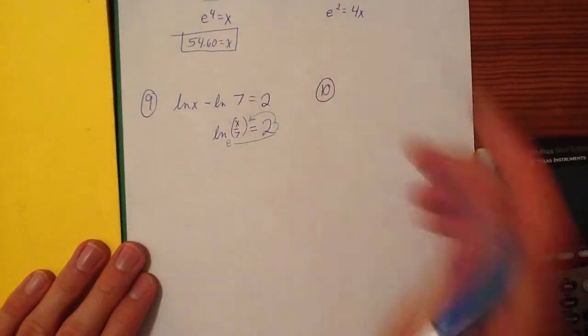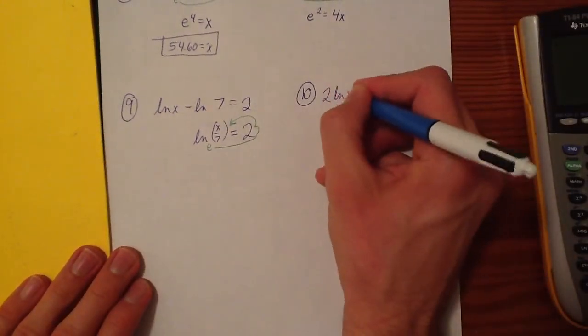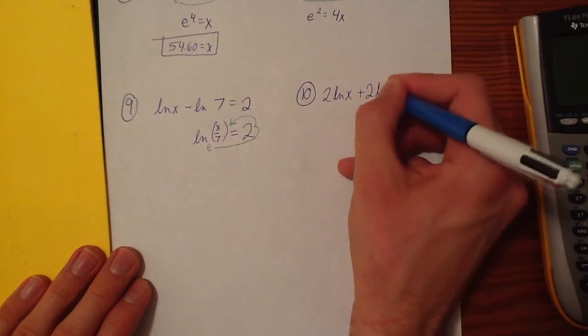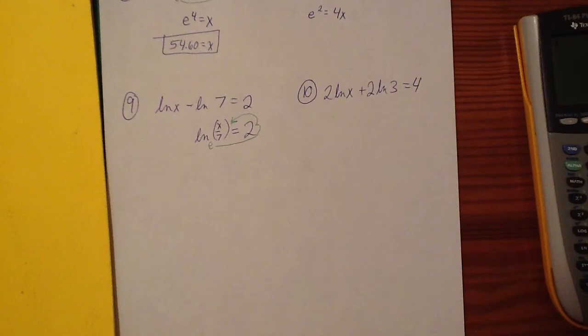The mood hits me. I may not finish number 10, but we will definitely start it. 2 natural log of x plus 2 natural log of 3 equals 4. I want to show you 2 ways of doing this problem.